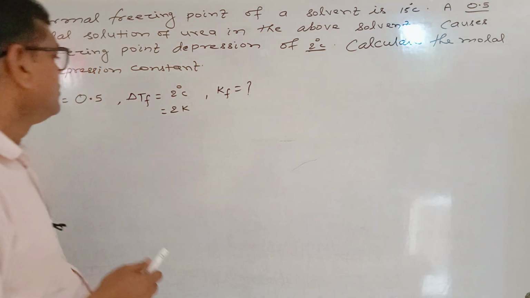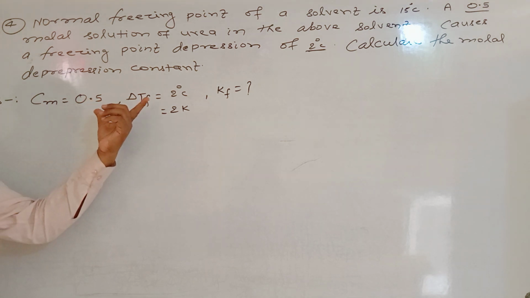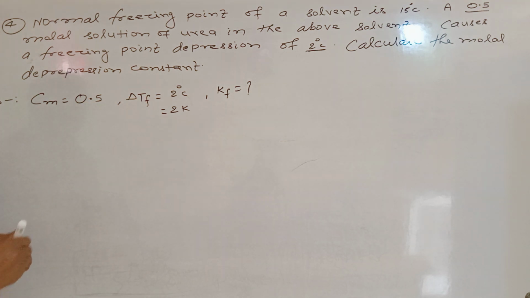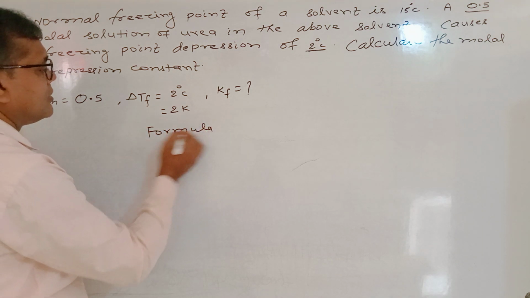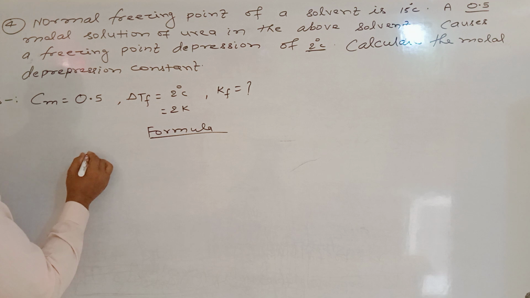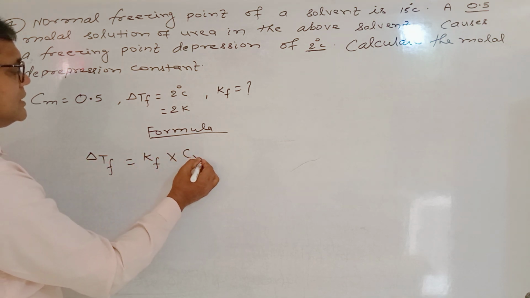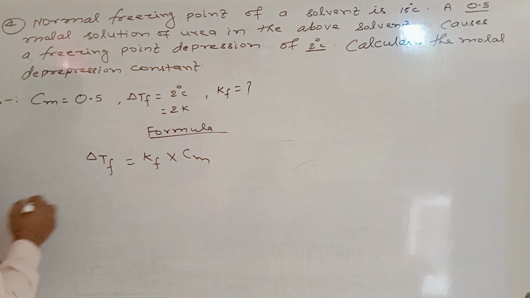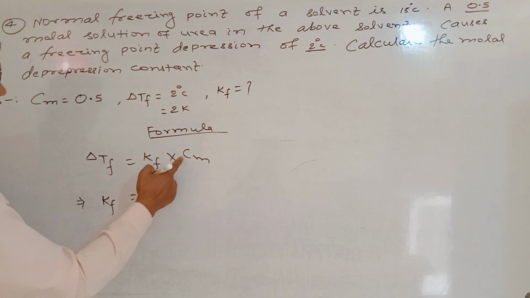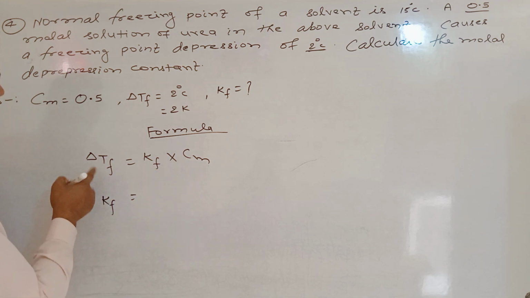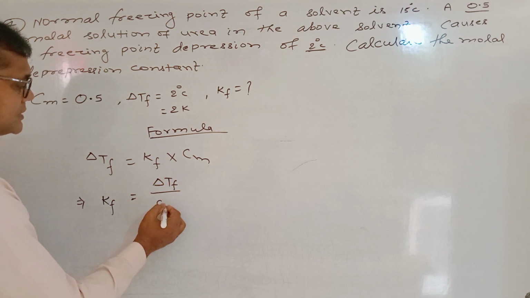Now we select a formula in which these parts are present. So we write a formula. Formula is delta Tf is equal to Kf into Cm. Now we write Kf is equal to, this part moves here, and we write delta Tf upon Cm.